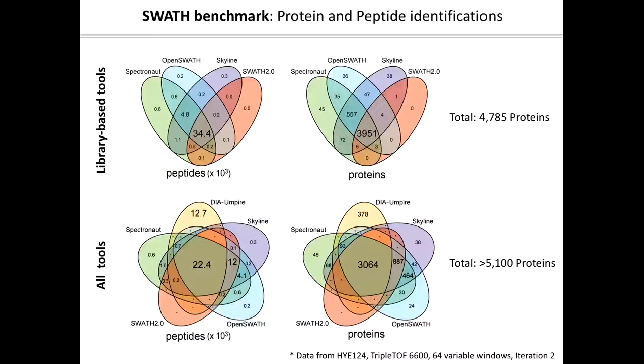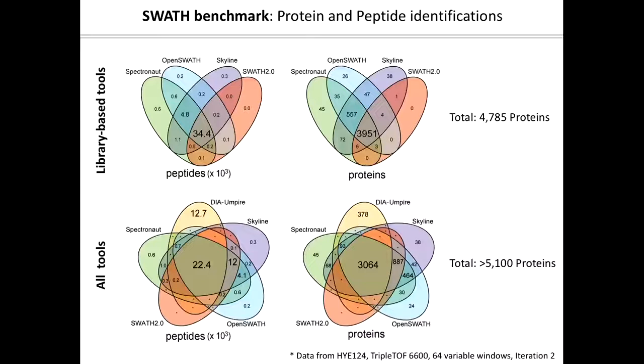And when the peptides that Umpire found were added to the library, then the other library-based tools also tended to find them. So we don't need to worry really about the numbers here so much.